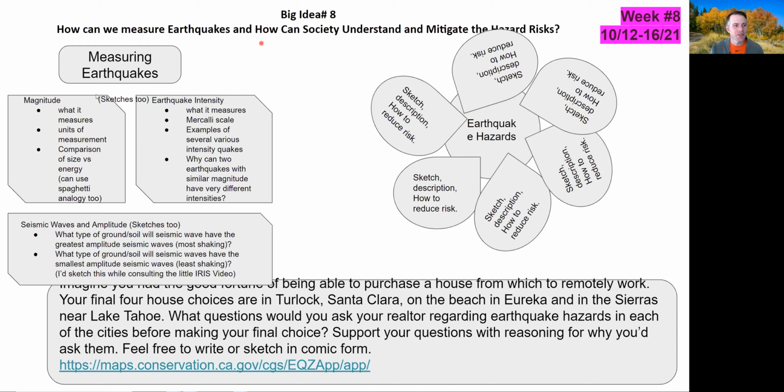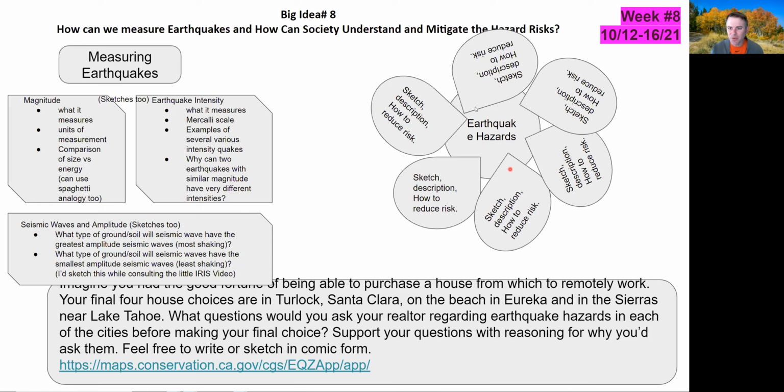So here's what we're looking at today. We're going to be looking at measuring earthquakes, the difference between magnitude and intensity. So add a few sketches here. I've noticed on some of the sketch notes that some folks leave the sketch parts out, so just add a few little diagrams that go along with this to help explain what in the heck you're talking about. Okay. We'll talk about seismic waves and amplitude and how that changes over different areas. We'll take a look at how soils affect that, and we'll go from there. All righty.